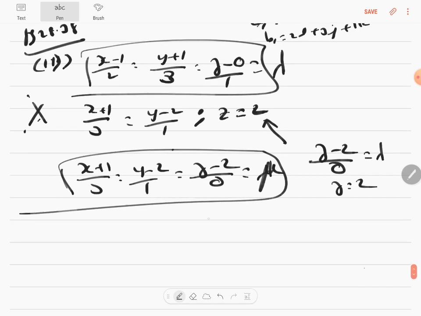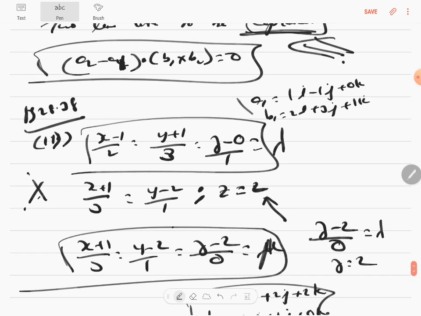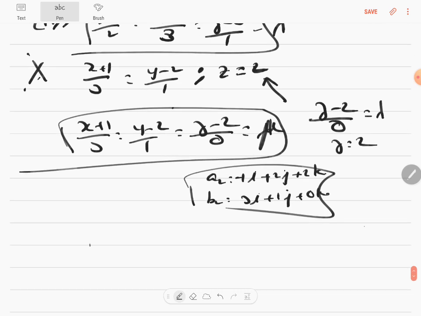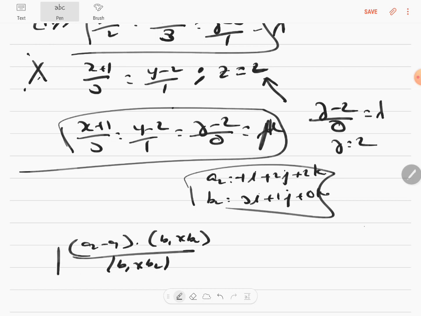Yes. Then a2 is minus 1i plus 2j plus 2k, and b2 is 3i plus 1j plus 0k. So you have a1, b1 and a2, b2. Then directly, the formula for finding the skew distance is (a2 minus a1) dot (b1 cross b2) by the magnitude of b1 cross b2.